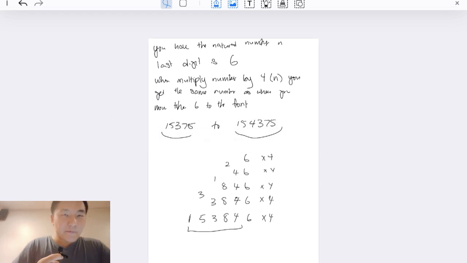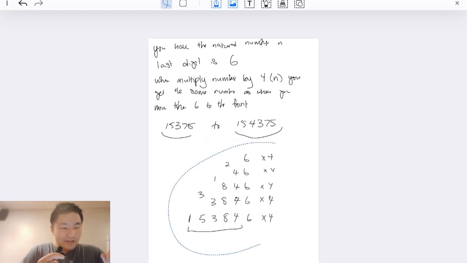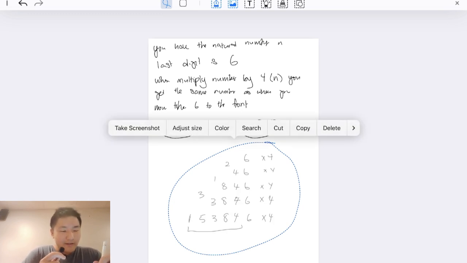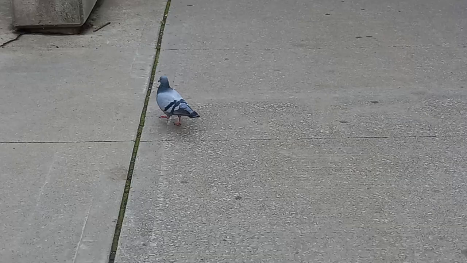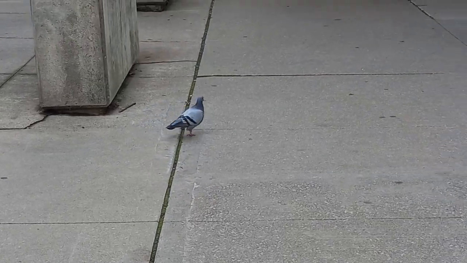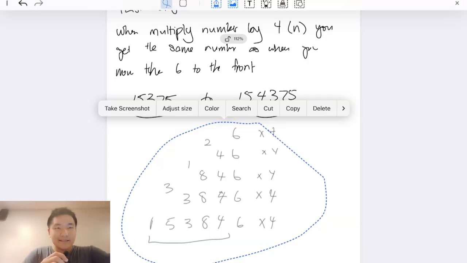Oh, wait. Right. And this is the other thing I wanted to show you guys. I was in Toronto, at the University of Toronto, and I saw this pretty cool pigeon walking. That's it. Goodbye.